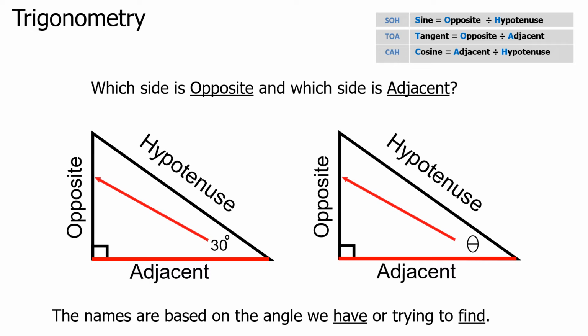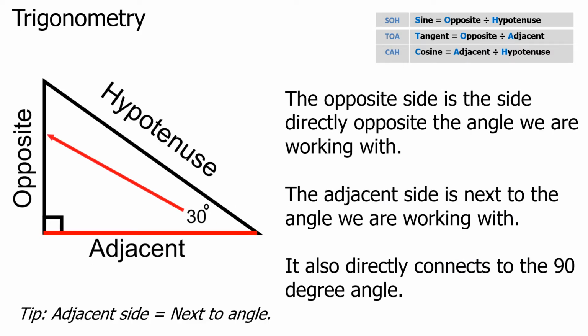Always remember, the naming of the opposite and adjacent side depends on the angle we have or the angle we're trying to find. For example, we have the 30 degrees here, so the opposite and adjacent naming will be based from the 30 degrees. And in this other example, we don't have an angle, we have the Greek letter, but that's still the reference angle, and that's what the other sides are based on.